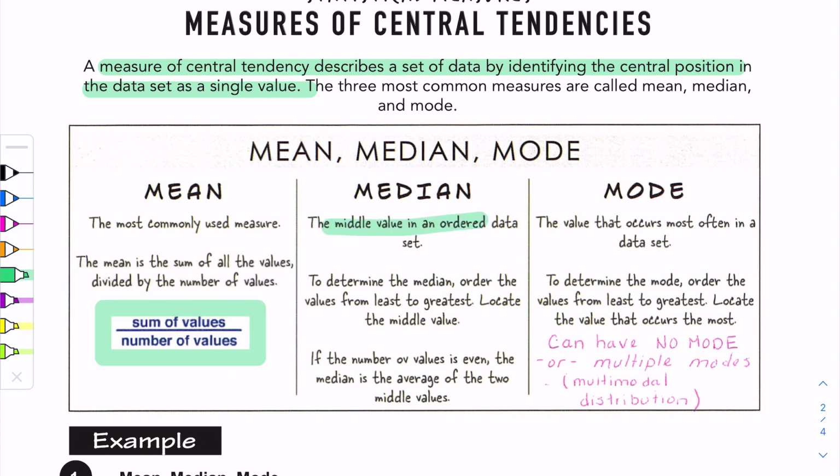The median is the middle value in an ordered data set. So you put all of the numbers in order, you order them from least to greatest, and you locate the middle value. If the number of values is even, the median is the average of the two middle values. And lastly, we're looking at the mode, and the mode is the value that occurs most often in a data set. To determine the mode, order the values from least to greatest and locate the value that occurs the most. You can have no mode, or you can have multiple modes. So don't be confused if you have more than one number.